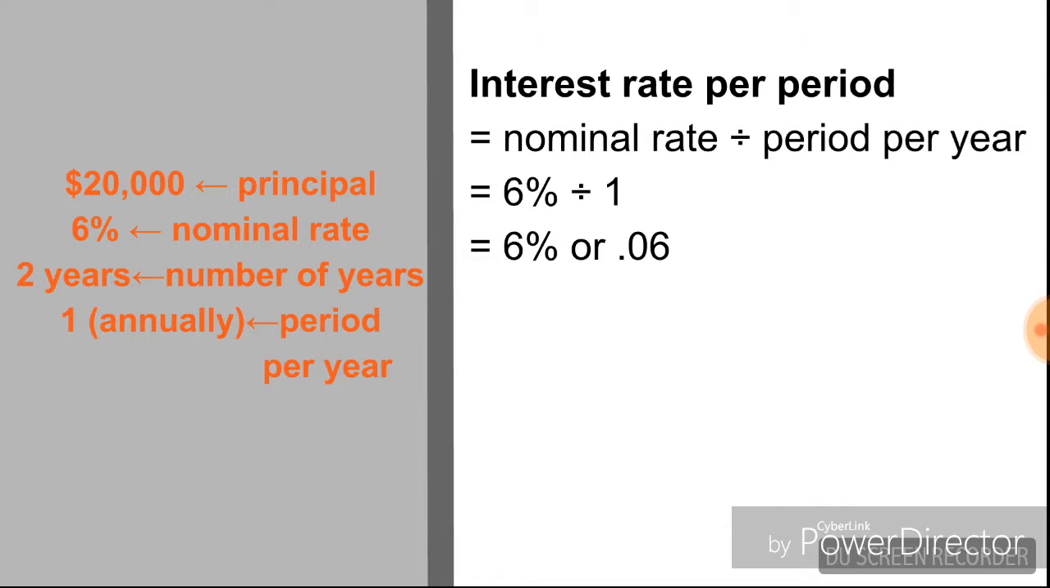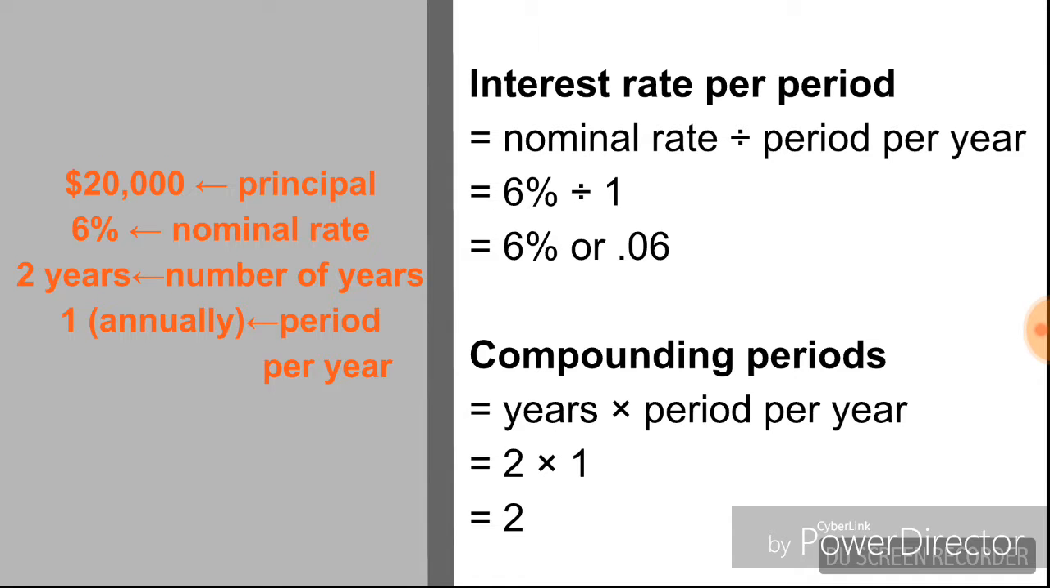First, you have to compute for the interest rate per period by dividing the nominal rate by the number of periods per year. For this problem, we divide 6% by 1 to get the interest rate per period, which is 6% or 6 hundredths. Next, we need to compute for the compounding periods by simply multiplying the number of years by the number of periods per year. 2 times 1 equals 2.